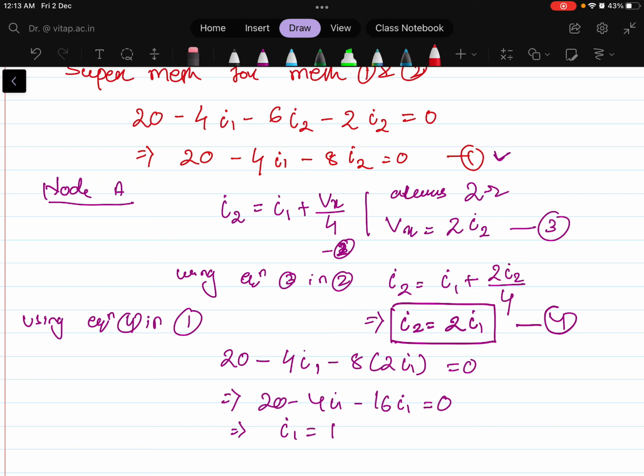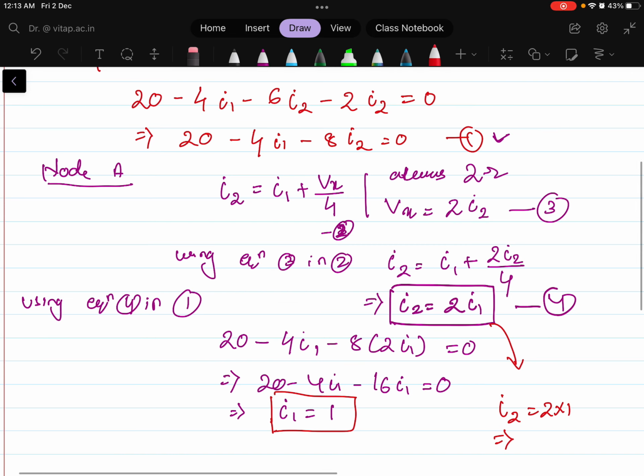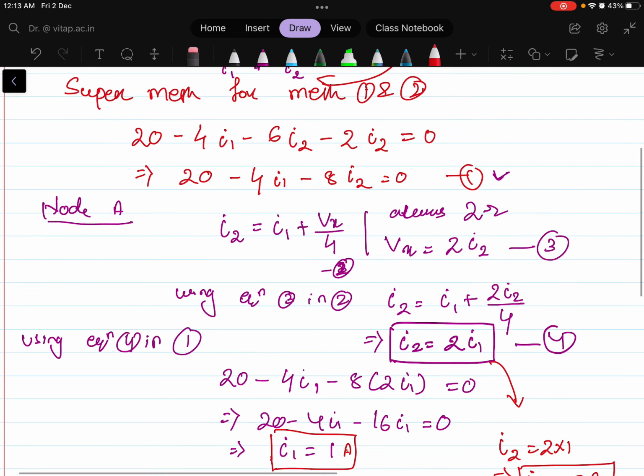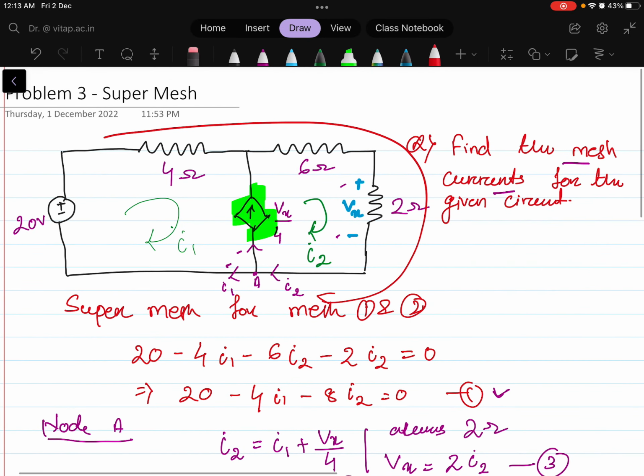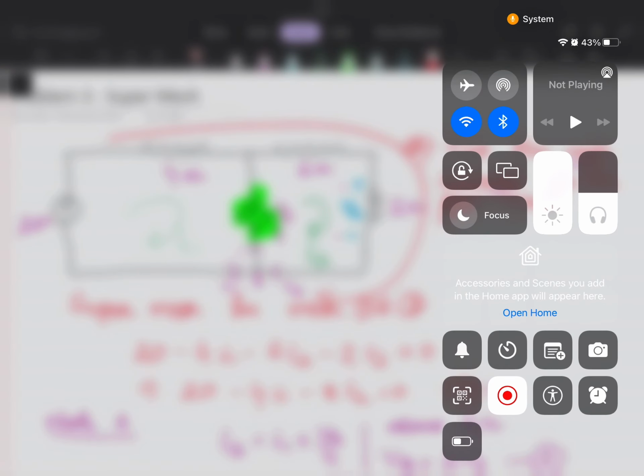So this is the mesh 1 current. Now we can directly write the value of the mesh 2 current from here. Your I2 will be equal to 2 into 1. So that implies your I2 equals 2 ampere. So this is 1 ampere and this is 2 ampere. So these are the two mesh currents that we can get from the super mesh analysis. In the next video I will be discussing one new problem.